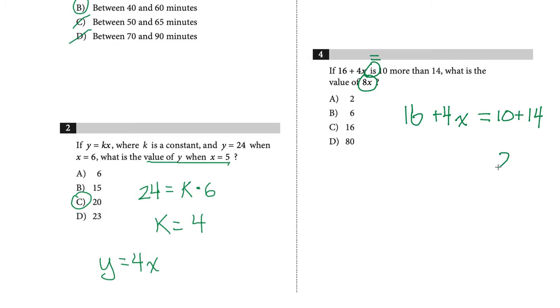It is. 24 is therefore equal to 16 plus 4x. I'm going to subtract 16 on both sides, and I get 4x is equal to 8. Am I solving for x, or am I solving for 8x? 8x. Okay, so I'm not solving for x anymore. I'm solving for 8x. Let's multiply both sides by 2. 8x is now equal to 16.